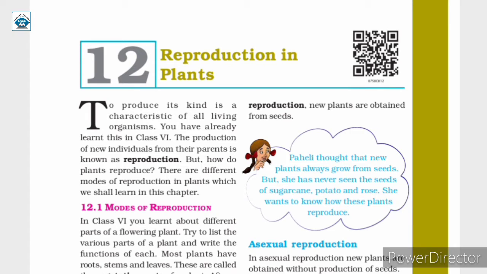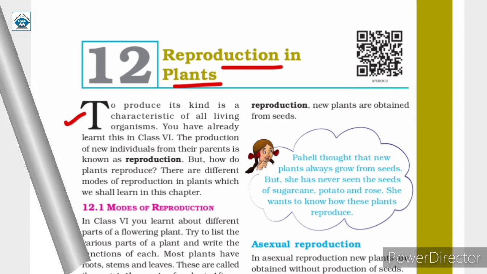Hello students, today let us begin chapter 12, Reproduction in Plants. To produce its kind is a characteristic of all living organisms. You have already learnt this in class 6. The production of new individuals from their parents is known as reproduction. But how do plants reproduce? There are different modes of reproduction in plants which we shall learn in this chapter.